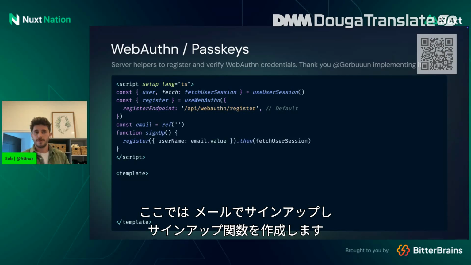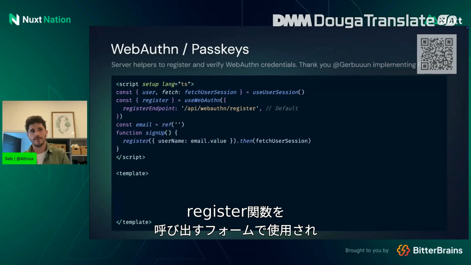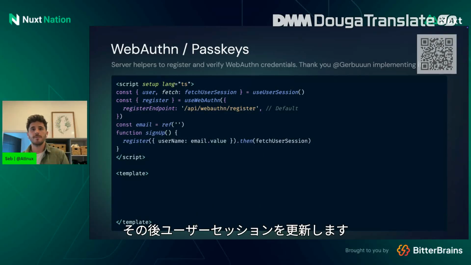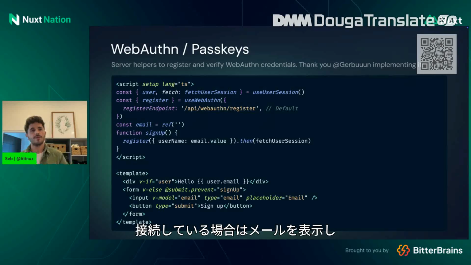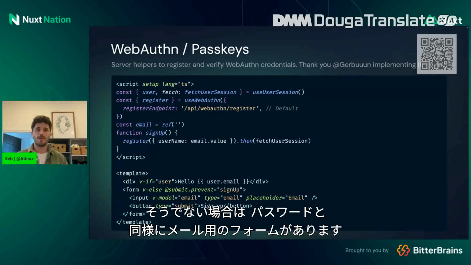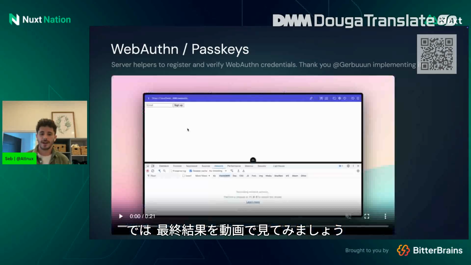Here, I want to sign up with an email, and I'm creating this sign up function, which will be used by my form that is calling the register function. And then I'm refreshing my user session. And some HTML here. If we're connected, I'm displaying the email. Otherwise, similar to the password, I have a form with the email. And let's see the final result in video.